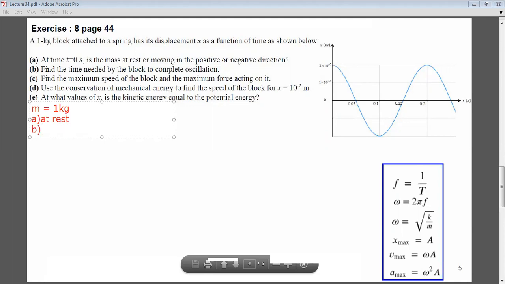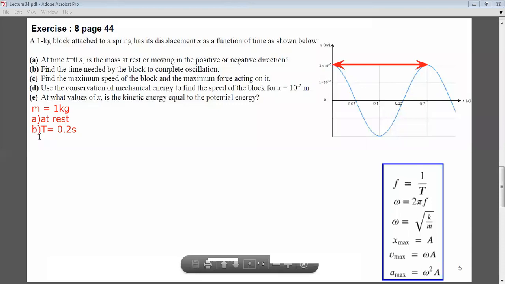Okay, part B. Find the time needed by the block to complete one oscillation. Here I have to remember that the time needed to complete one complete oscillation is the period T, okay? And the period T from this graph is 0.2 seconds. So how did I get it? I come to my graph. The time for one complete oscillation, from peak to peak, is 0.2. The unit is seconds.